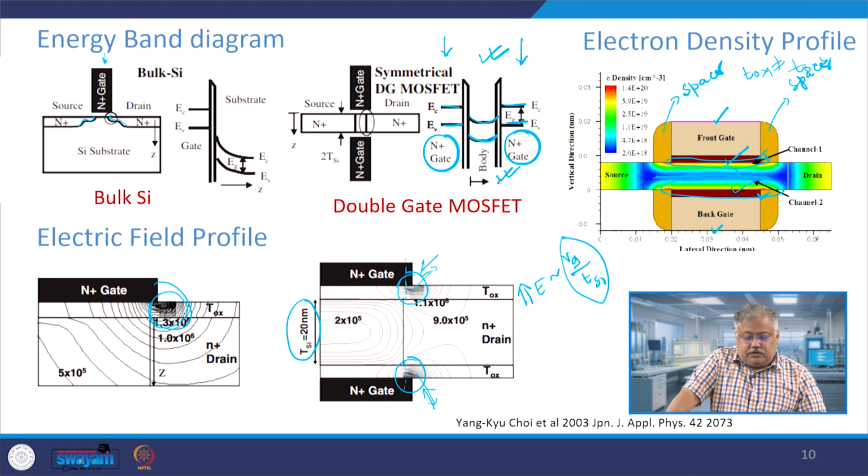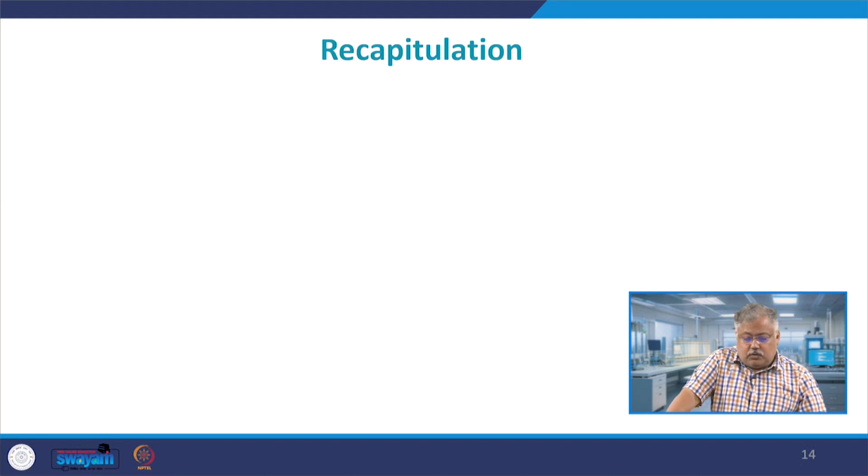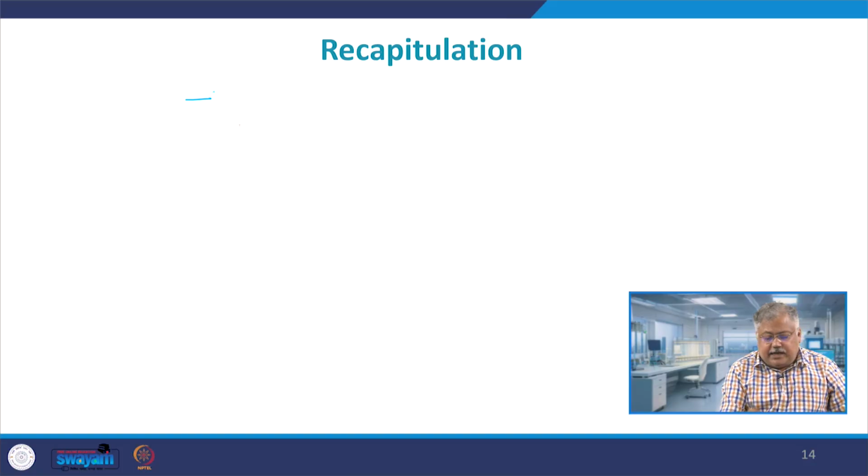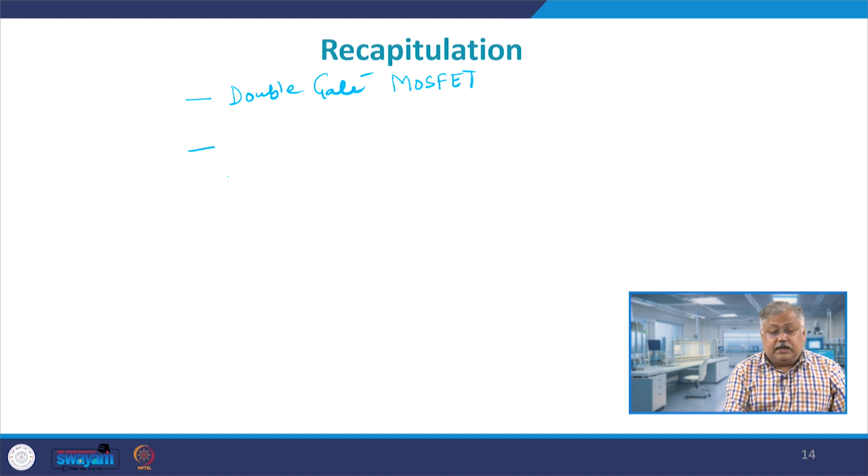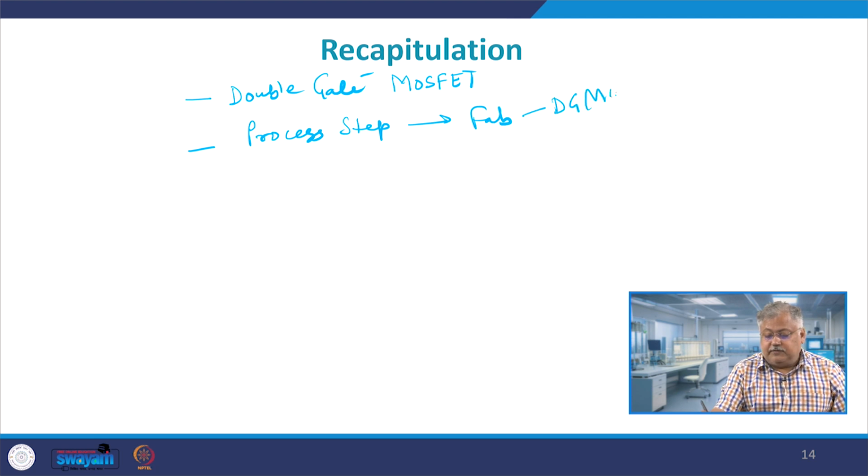With this, let us recapitulate what we did, and let us finish off this topic. What we learned is at least a basic idea about the double gate MOSFET. You can learn many more things, it is available on the net and in many books, but I have given you the basic idea of the double gate MOSFET, and how it is advantageous with respect to a single gate MOSFET. We have also looked into the process steps, which basically means the fabrication of the DG MOSFET, all the steps which we got.